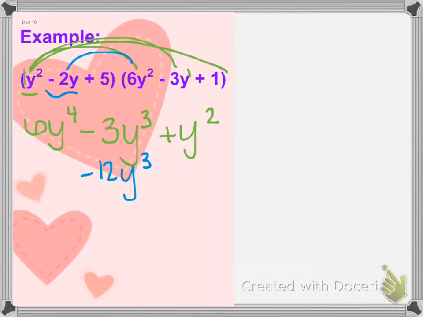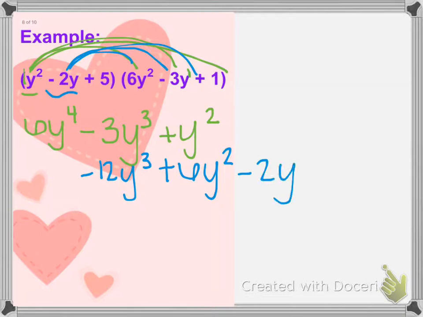Again, I move down and over one spot. And keep going. Negative 2 times negative 3 is a positive 6y squared. And then negative 2 times 1 is negative 2y.